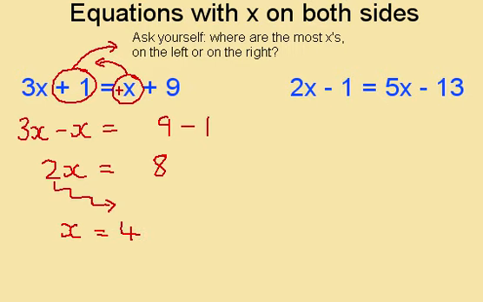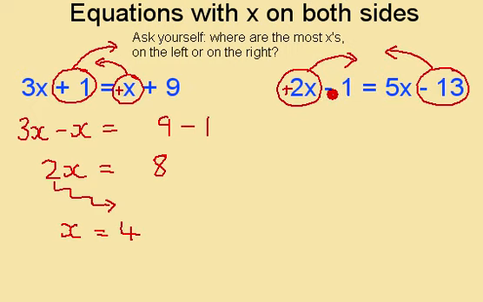Now, if we look at this question, the most x's are on the right. So the x's need to float and ping to the right, and the numbers need to float and ping to the left. So that's a plus 2x, and that needs to float and ping to the right. And that's a minus 13, and that needs to float and ping to the left.